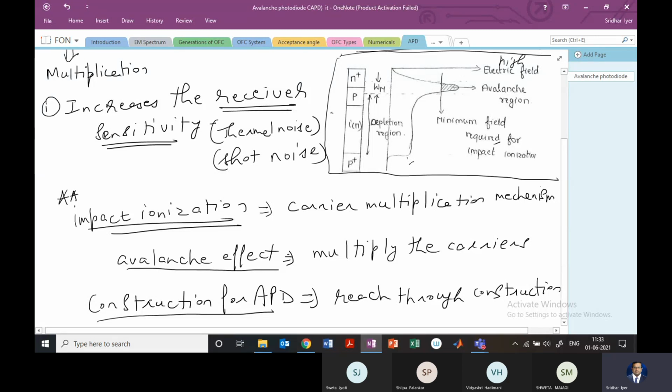So let us look at the construction, and then we'll quickly see the operation, and then a few numericals based on the APD as well as the pin diode.